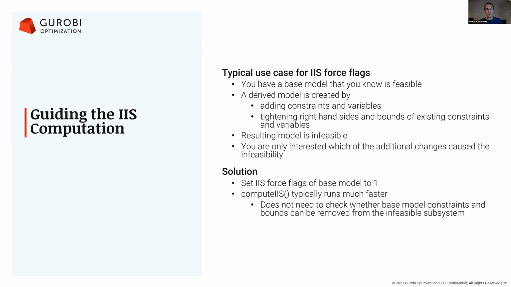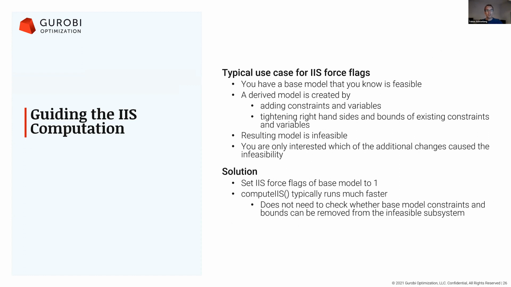So here's a typical use case. You have a base model, which you know is feasible. This is the base model that you use all the time. You know this must be feasible. But then, in order to define your particular scenario that you want to solve for that problem class, you are adding another set of constraints and maybe another set of variables. You may tighten right-hand side values and bounds and so forth. And then with these additions, the problem becomes infeasible.